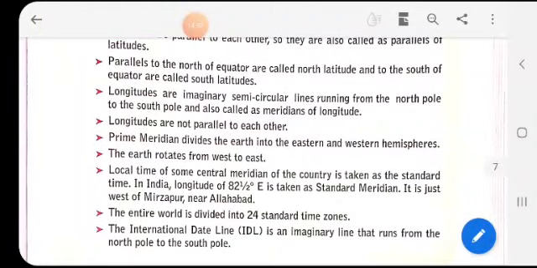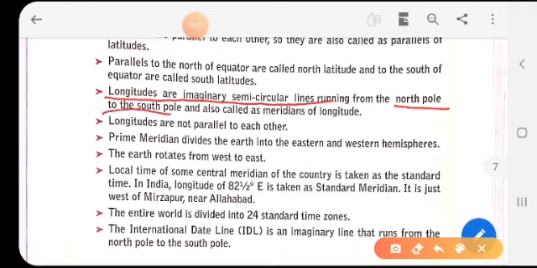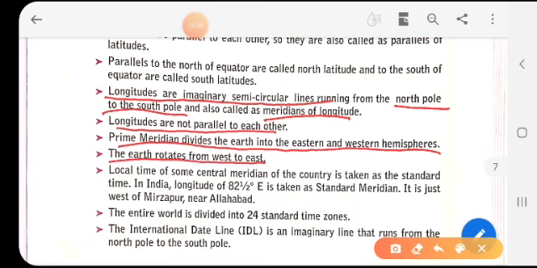Longitudes are imaginary semicircular lines. So what are longitudes? They are imaginary semicircular lines running from the North Pole to the South Pole, also called the meridians of longitude. Longitudes are not parallel to each other. What else? The prime meridian divides the earth into the eastern and western hemispheres, and the earth rotates from west to east. This is very important to be known. That is why we have the sunrise in the east.